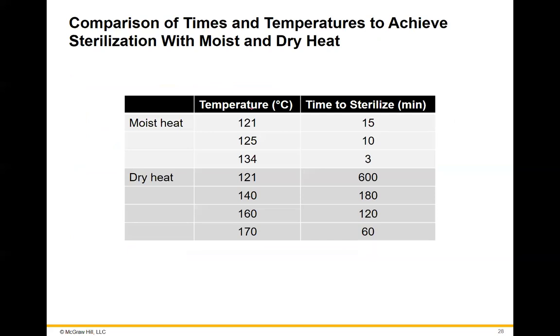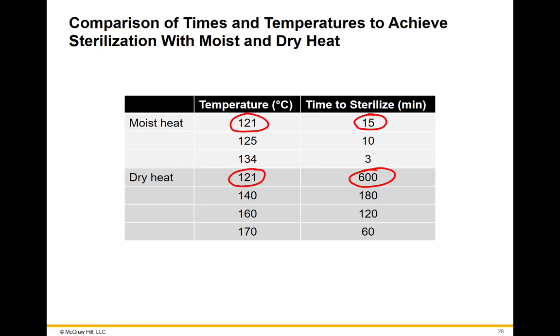So, right. When we're dealing with moist heat, if we took a temperature of 121 degrees Celsius, remember, boiling is 100. So 121 for 15 minutes with moist heat will sterilize. Pretty impressive. For dry heat, you take that same temperature, you don't have moisture anymore, you're going to need to go for 10 hours. That is quite the difference. So even as you get up to 170 degrees Celsius, you're still having to go for an hour.